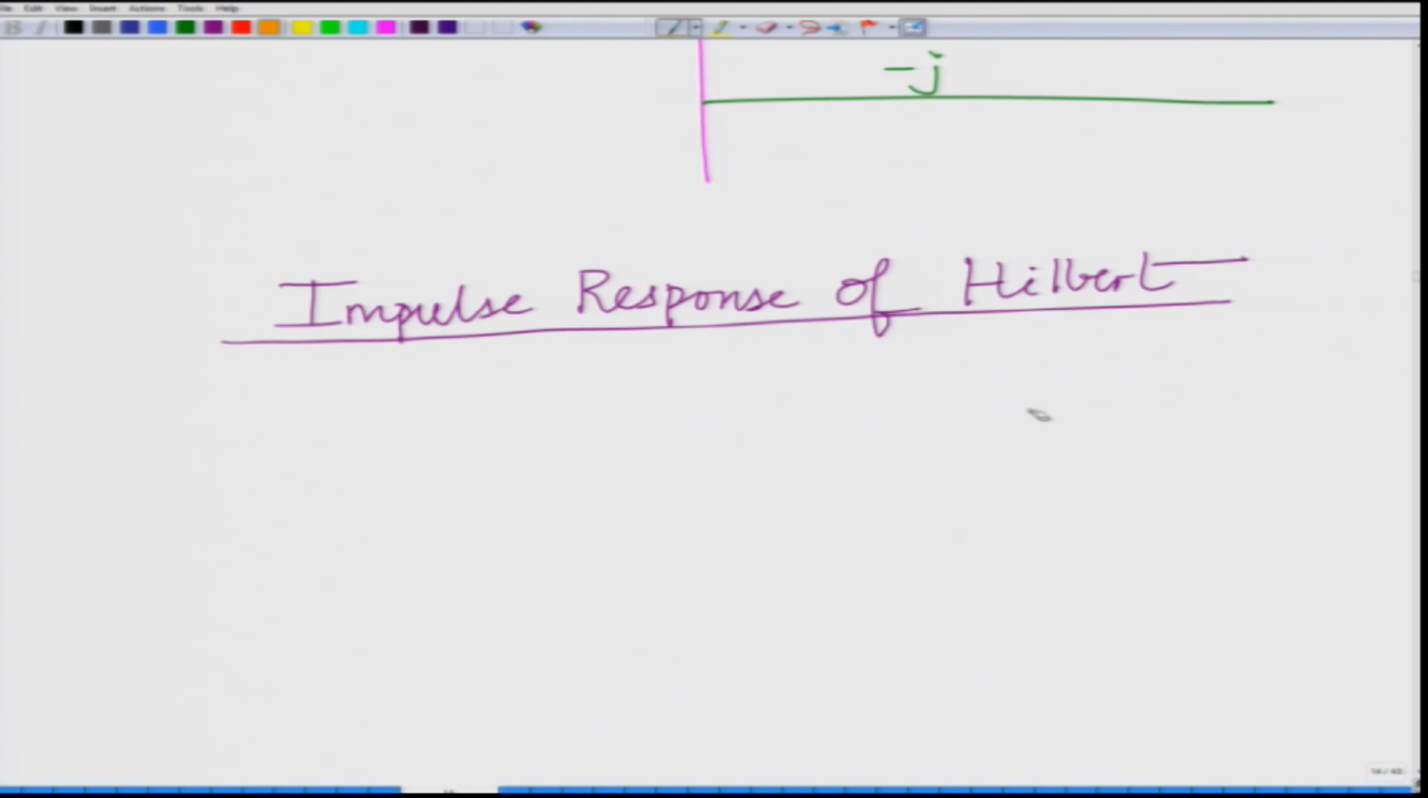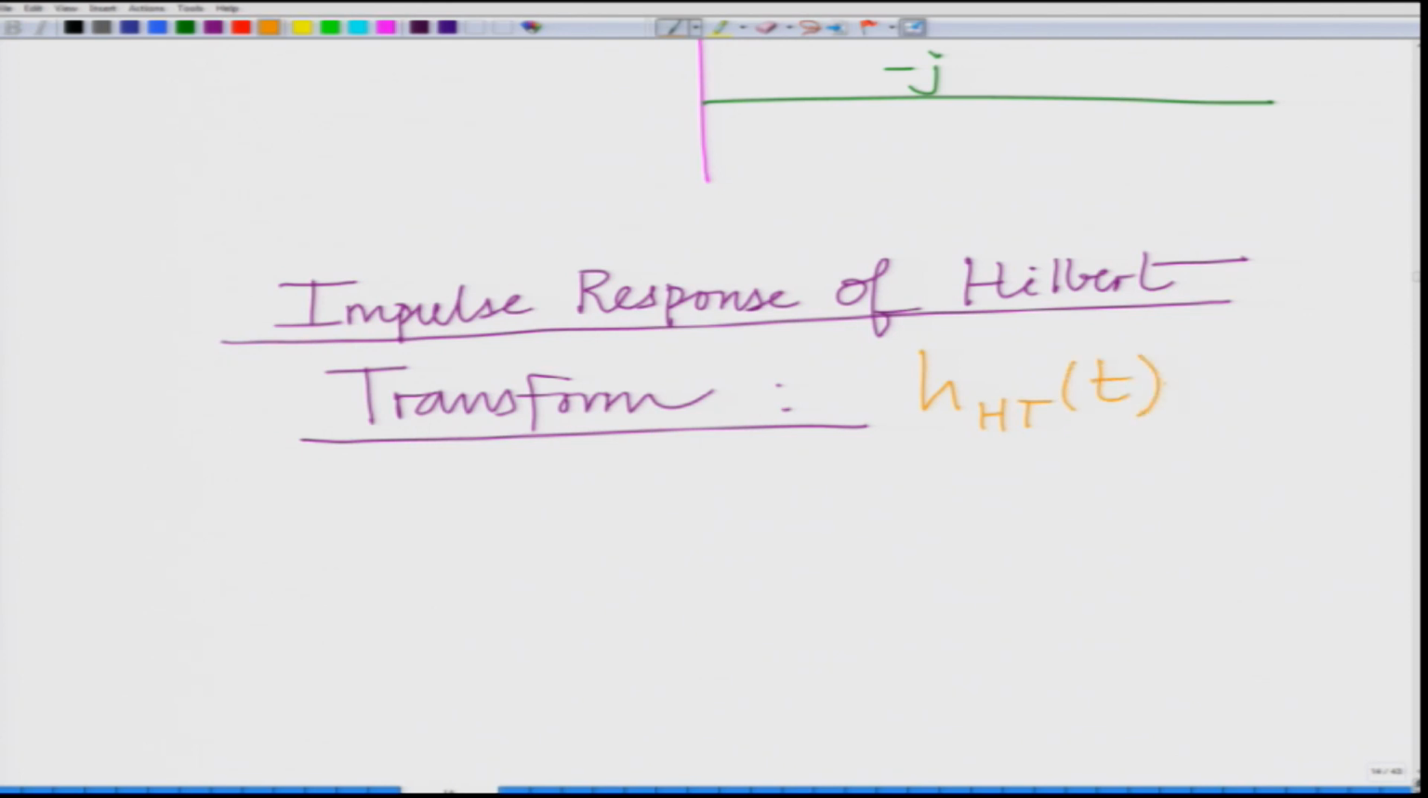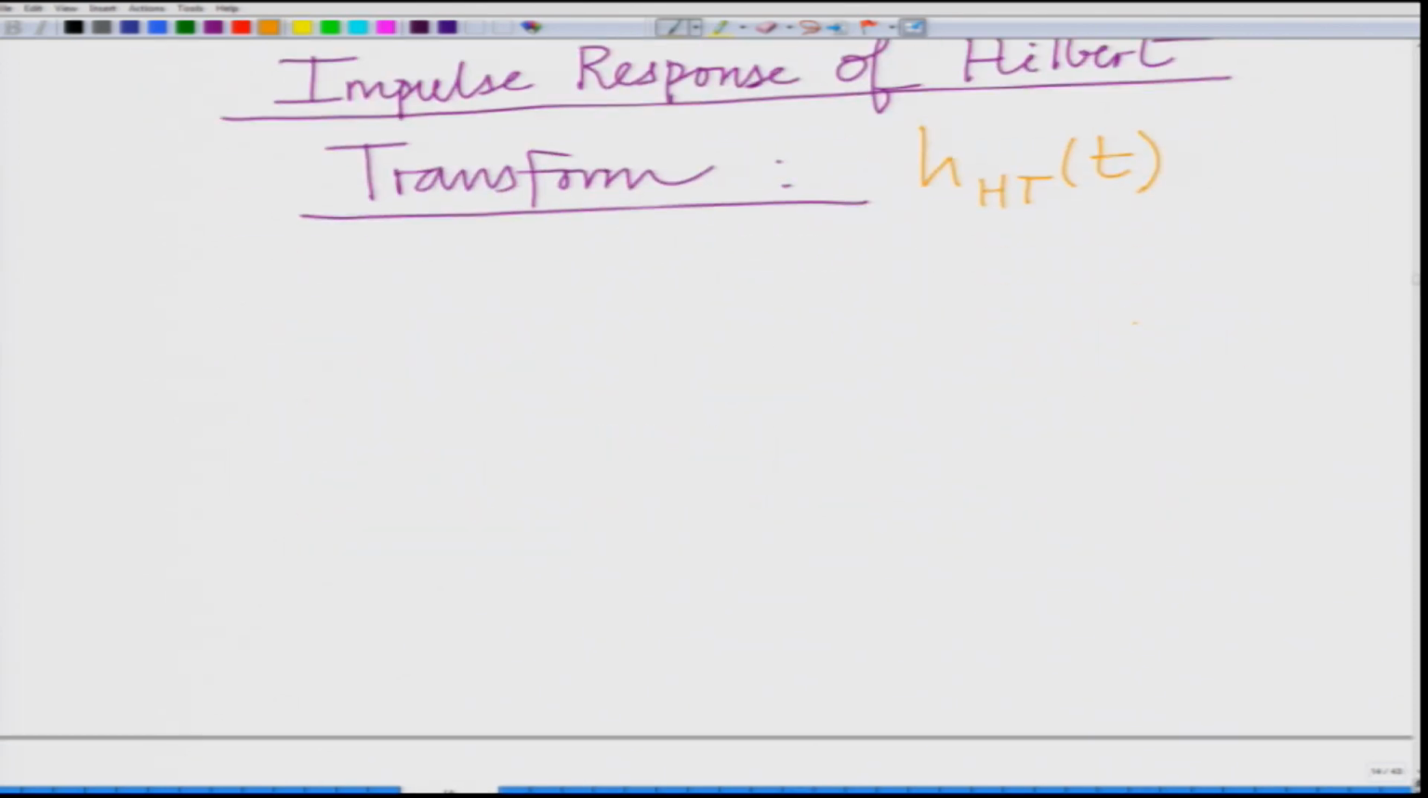and to characterize the impulse response of this Hilbert transform, which is denoted by h t of t, this is the impulse response of the Hilbert transform. Now, towards this we will use the derivative property of the Fourier transform. To characterize this impulse response, we will use the derivative property of the Fourier transform.